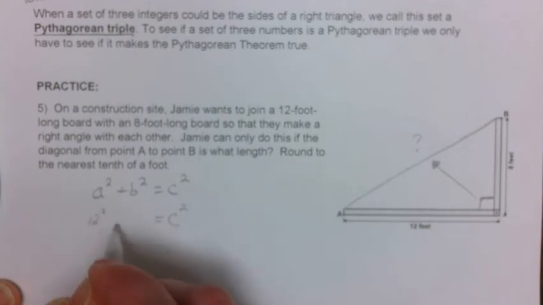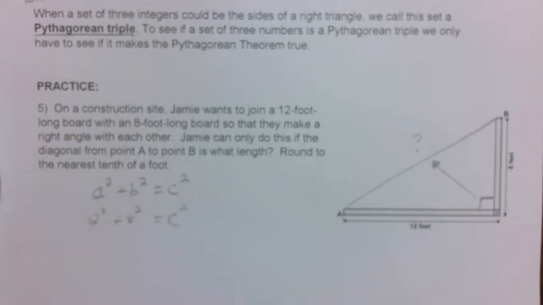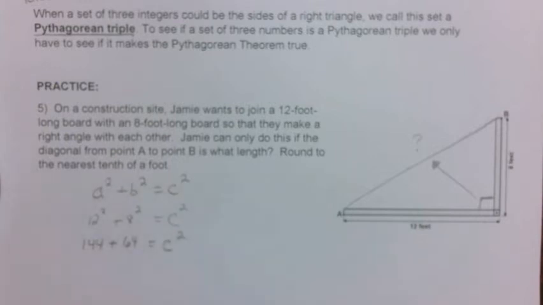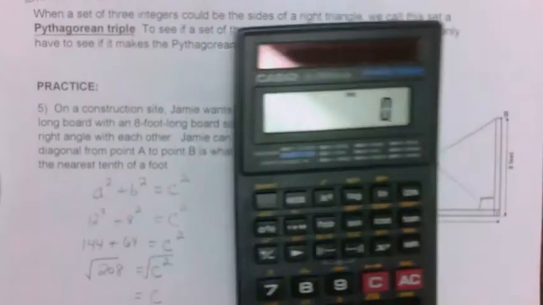So let's put in 12 squared plus 8 squared. And now we're going to go ahead and do the squaring. So 12 squared, 12 times 12, that's 144. And 8 squared, 8 times 8 is 64, equals c squared. If you add 144 with 64, that gives you 208. 208 equals c squared. And now to get the value of c, we're going to have to take the square root of each side. Okay, the square root of c squared is c. And 208 is not a perfect square. That means when I take its square root, I'm not going to get a whole number. I'm going to get an irrational number. So let's use our calculator and figure out what that's going to be.